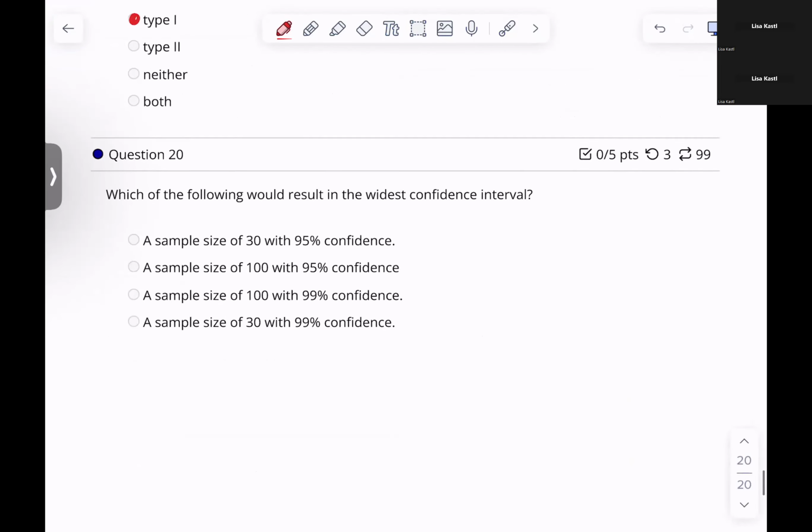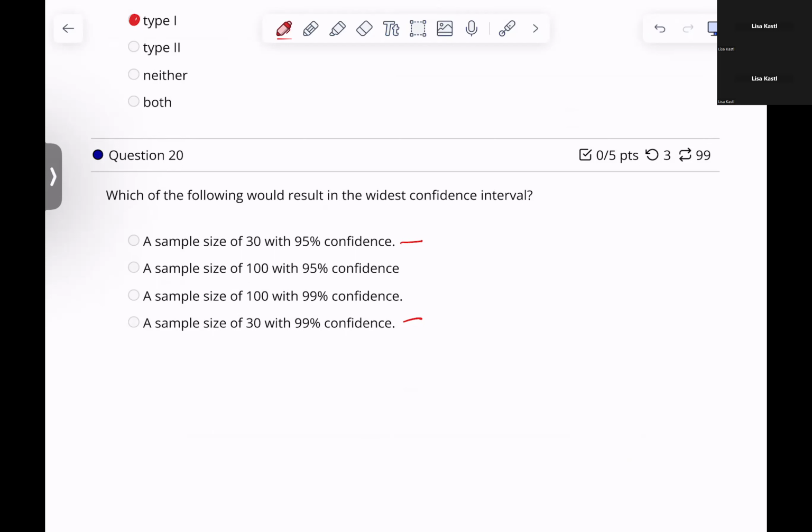Okay, which of the following would result in the widest confidence interval? Well, it's got to be one of these. Widest, correct? Widest would be with a small sample size. So if you increase the sample, it narrows the confidence interval, narrows it up. So it's got to be the one with the smallest sample size. Which one makes it wider?